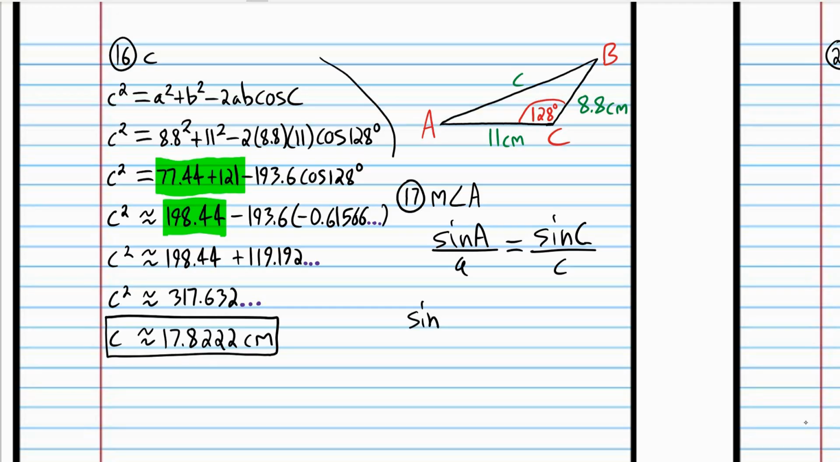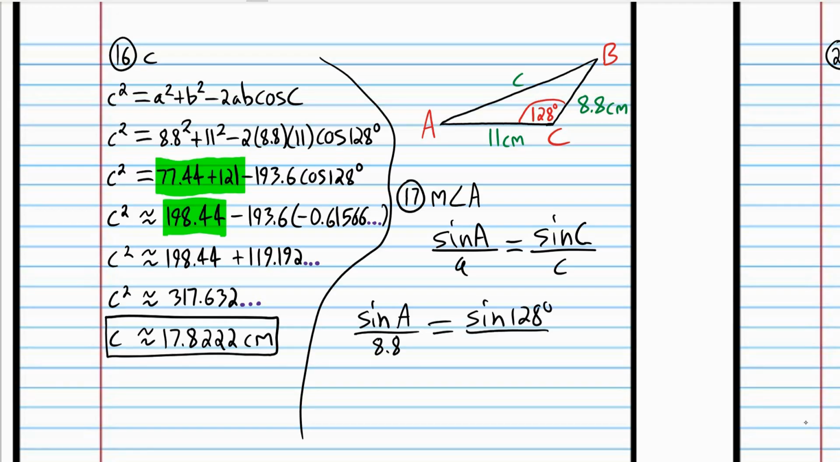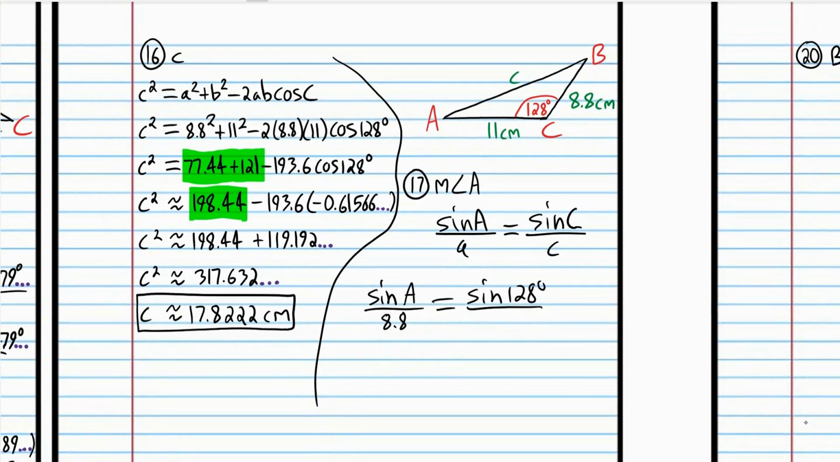And let's put a divider here. So the length of side A is 8.8, and the measure of angle C is 128 degrees. The length of side C is 17.8222, and you can keep that number in your calculator.